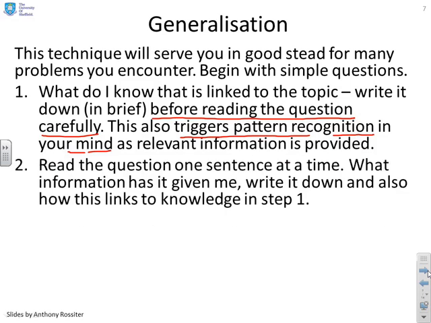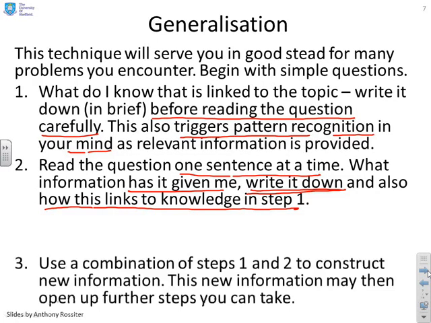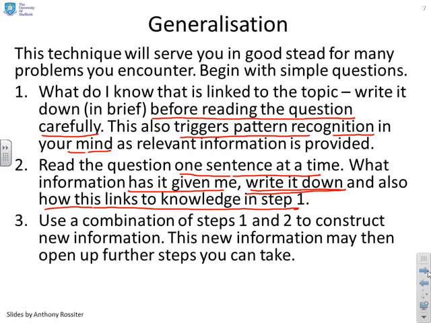So if we've done that first, write down what we know, then start reading the question, one sentence at a time. And ask yourself, what information have I been given? Write it down. Don't just leave it on the page. Write it down, because again, that will trigger things. And it will also trigger, how does that information link to the knowledge I've already got from step 1 or question 1? Now, once you've done 1 or 2, what you'll find is that combining the information from 1 or 2, it will largely be obvious, and you'll be able to use that to construct new information. And then, of course, you can combine this new information with steps 1 and 2 and go further on.